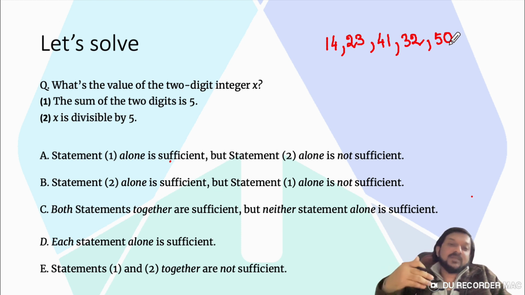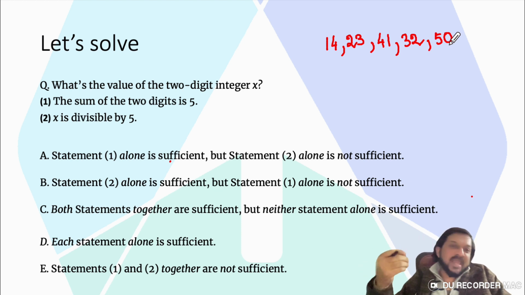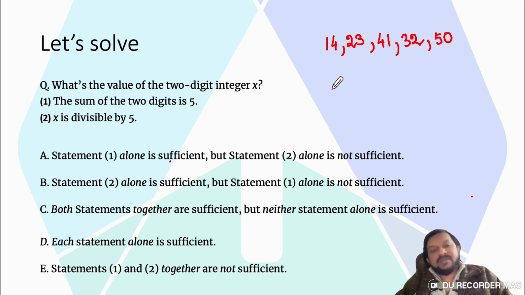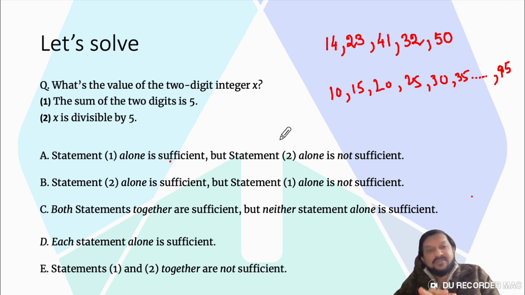Now, you know that once x is divisible by 5, the number should end with 0 or 5. If we look at the two-digit numbers, any number which is divisible by 5, whether it is 10, 15, 20, 25, 30, 35 and so on, up till 95, all these numbers can be possible values of x, and therefore statement 2 alone also has failed to give you a unique answer for the value of x.